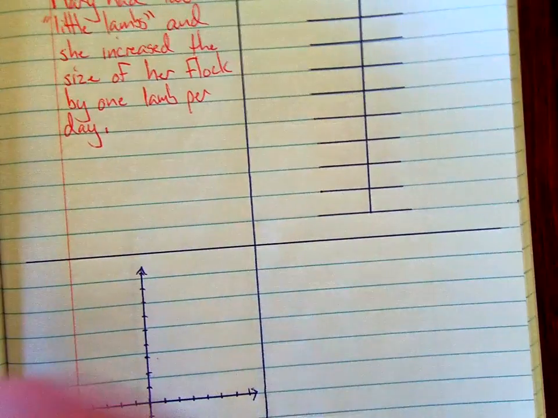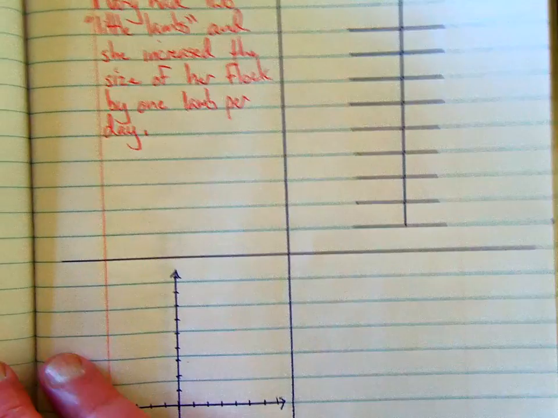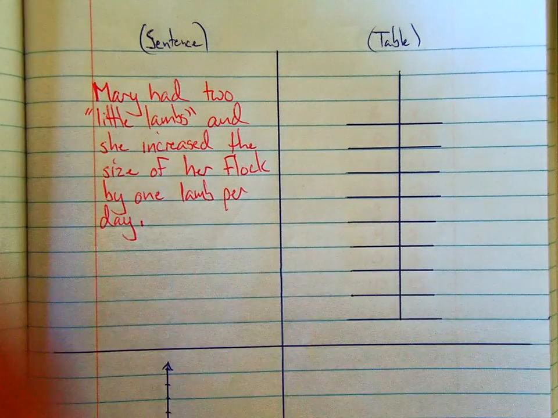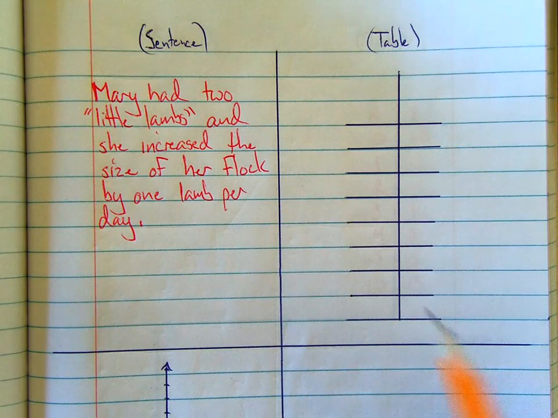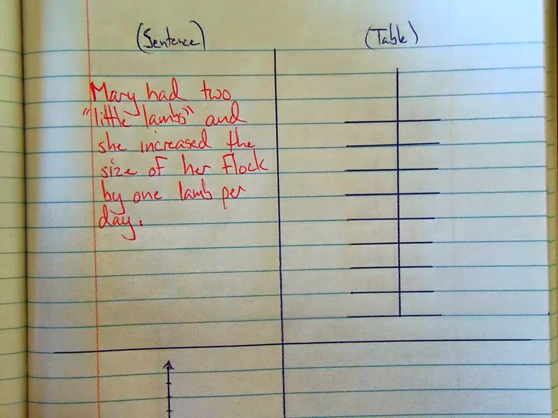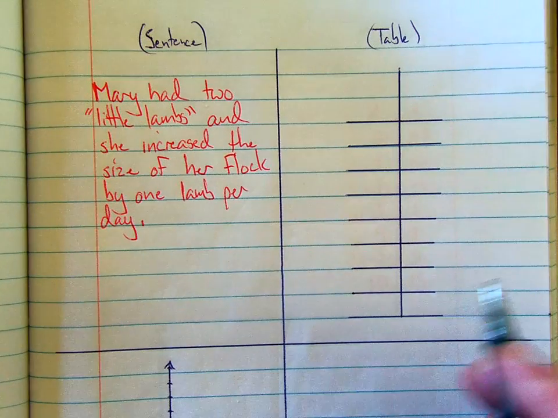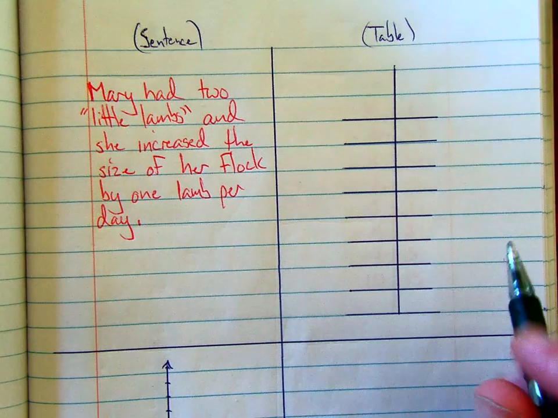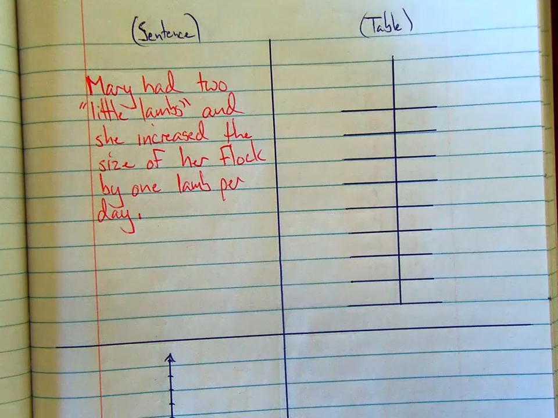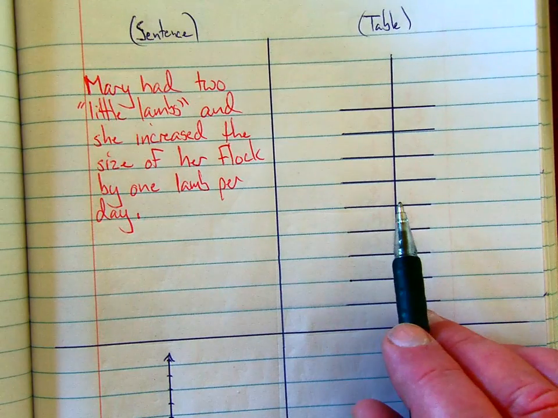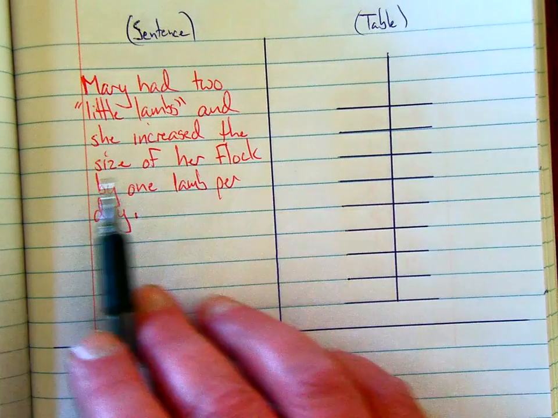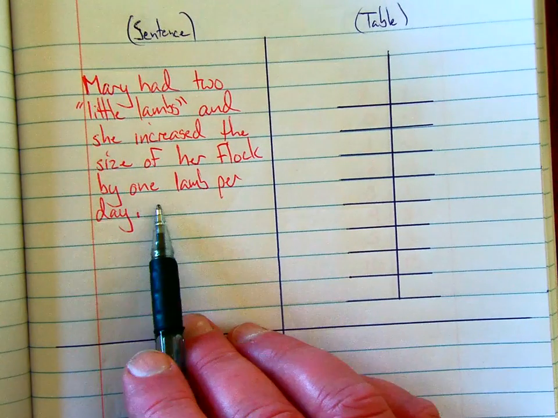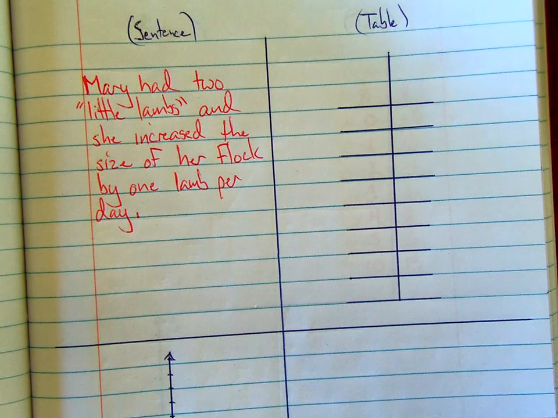Let's say they gave us a number sentence, a real world word problem. And again, I'm just keeping it simple because I want to show the mathematical concepts, and I'm not ready to overwhelm with fractions, decimals, percents, and things that don't fit. So I just chose: Mary had 2 little lambs whose fleece were white as snow. She increased the size of her flock by 1 lamb per day. So again, she starts with 2.